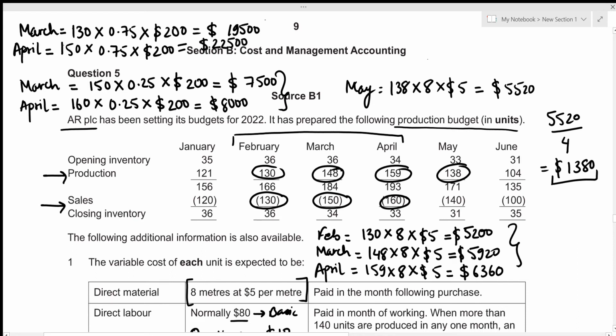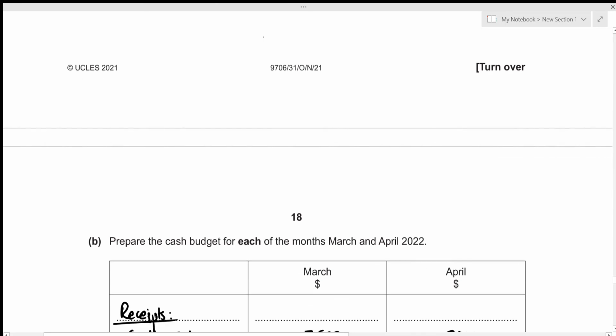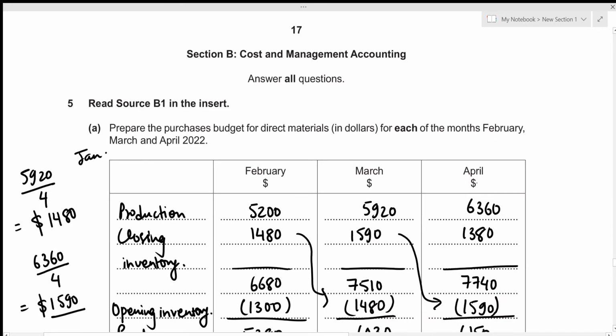So now we will record these two amounts in our receipt section of the cash budget under the heading of credit sales. Let's do that. So we have credit sales, which amounted to 19,500 for March and 22,500 for April. Okay, now let's have a look for any other receipts for these 2 months.